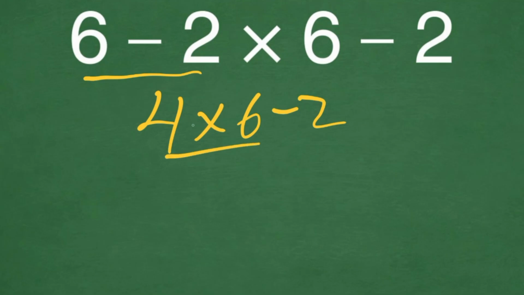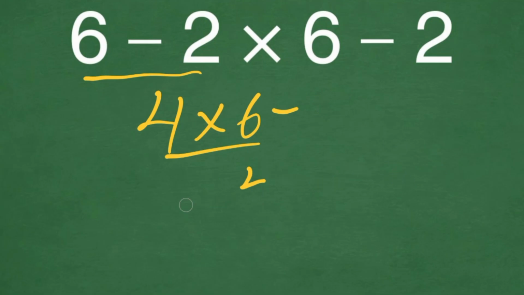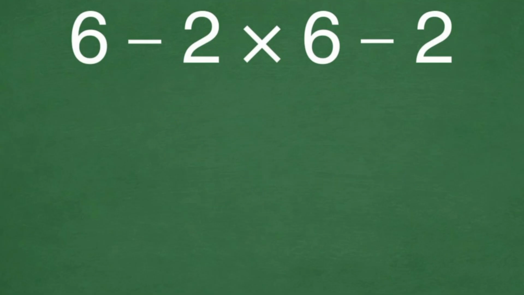And 4 times 6 gives us 24. And 24 minus 2 is equal to 22. But again, this answer is not correct. I'm just going to erase it.